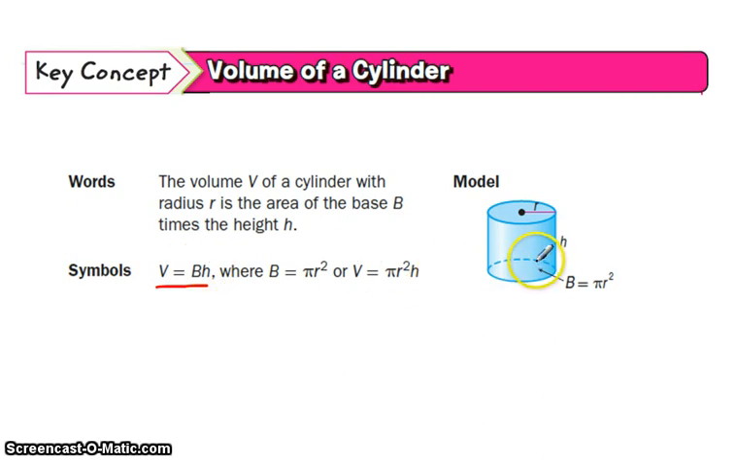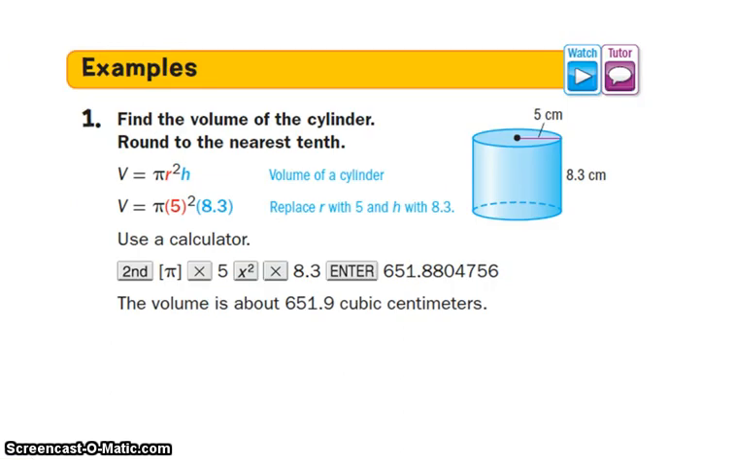Now if you look at a cylinder, the difference is a cylinder has a circular base. So what we're going to do is change this capital B and make it more specific, and we're going to use pi r squared, because pi r squared is how you find the area of a circle. So this layer right here, pi r squared, tells us how much one layer is, and then we multiply it by the height, which tells us how many layers there are. Okay, let's take a look at an example.